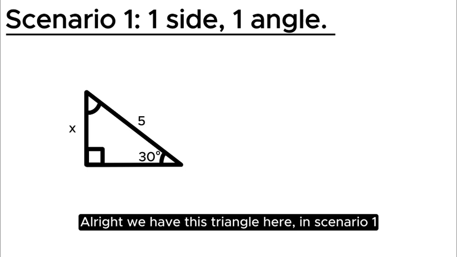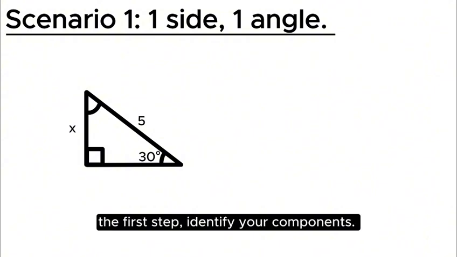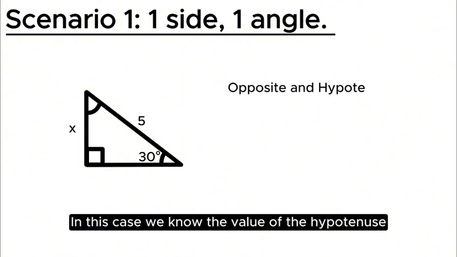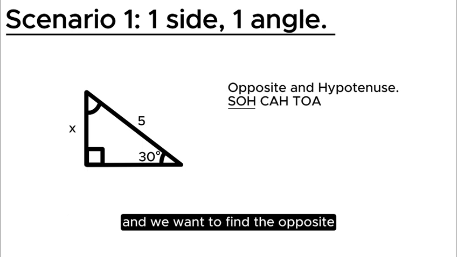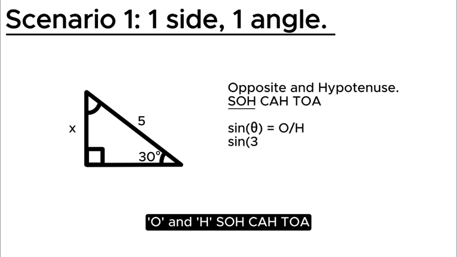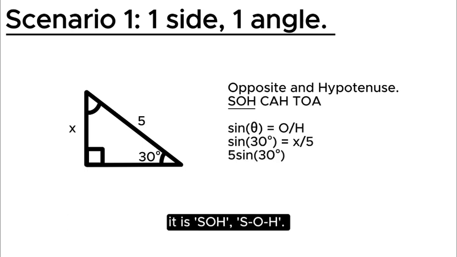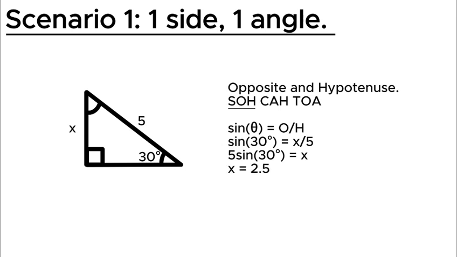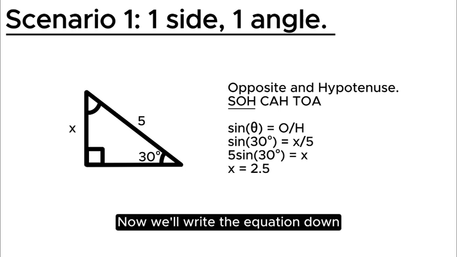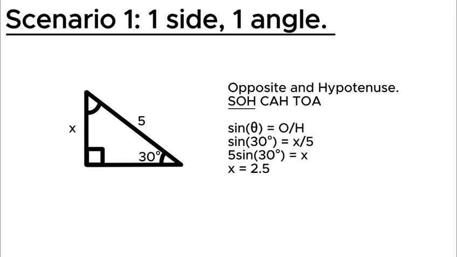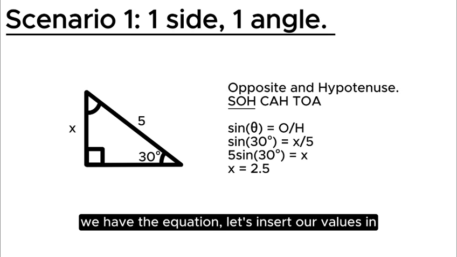Alright, we have this triangle here. In scenario 1, it is quite simple. We have a side and an angle. The first step, identify your components. In this case, we know the value of the hypotenuse and we want to find the opposite. O and H. SOHCAHTOA. It is SOH. Sine. Great. Now, we write the equation down. Sine of theta gives us O over H. We have the equation. Let's insert our values in.